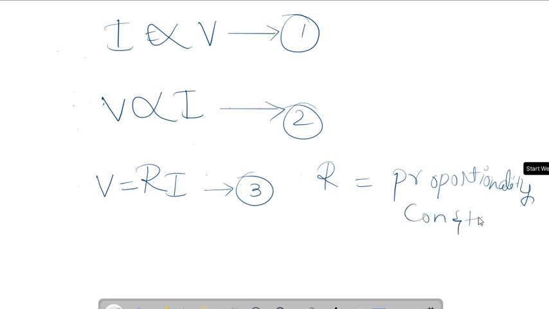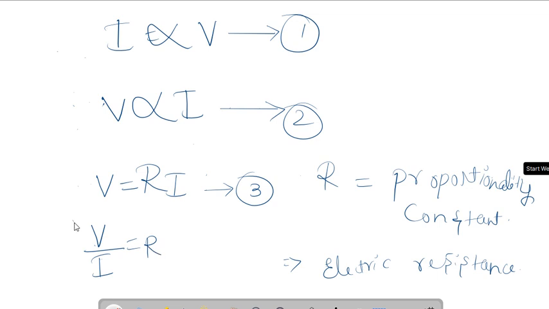Proportionality constant, that is electric resistance. Okay, electric resistance, please note down. So can I write this equation as V by I is equal to R? Am I right or not? V by I is equal to R.